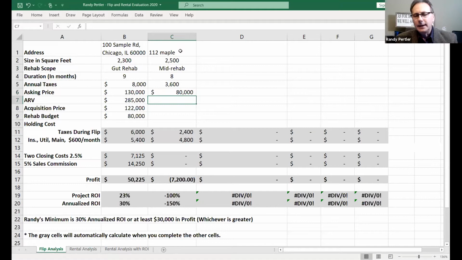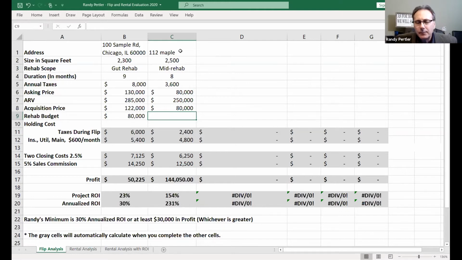And the ARV, as I told you last night, the ARV is $250,000. Now the acquisition price, just for the sake of starting, I usually put in the asking price there so it calculates my numbers for me. And then I put the rehab budget.